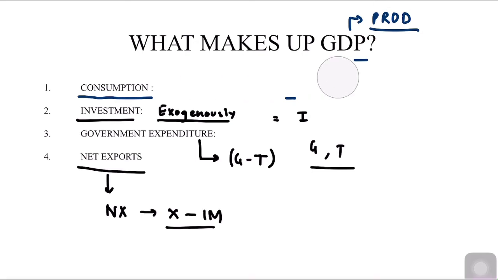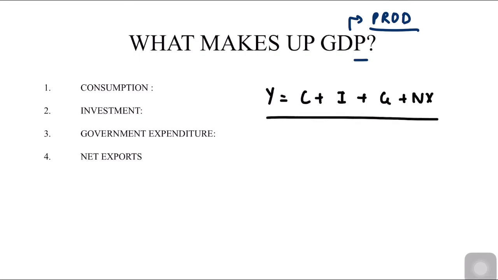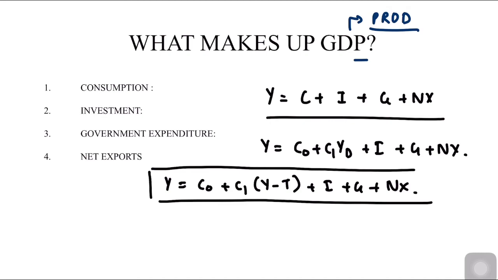So ultimately, we write GDP, or the production in an economy, as Y equals C plus I plus G plus NX. And you can further classify this as C0 plus C1 YD plus I plus G plus NX. Further simplification, C0 plus C1 (Y minus T) plus I plus G plus NX. This is the total production within the economy.